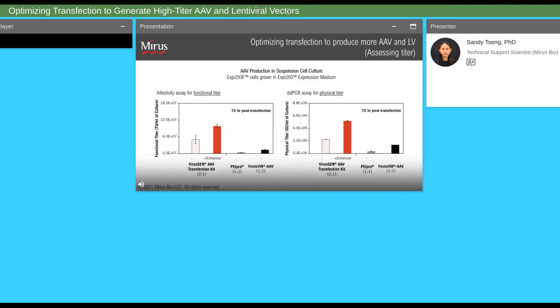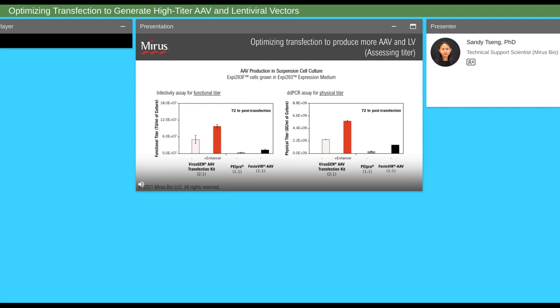Here's an example of functional and physical titers plotted side by side. For this experiment, we produced AAV using the VirusGEN AAV kit without or with the enhancer component, and we also transfected cells with these other commercially available reagents. The left graph here shows the functional titer that was done using that same HT1080 infectious assay that I mentioned earlier. And on the right are physical titers that were collected using a ddPCR-based assay to measure genome copies. As you can see, there are some differences, though the general trends in titer track between the two.